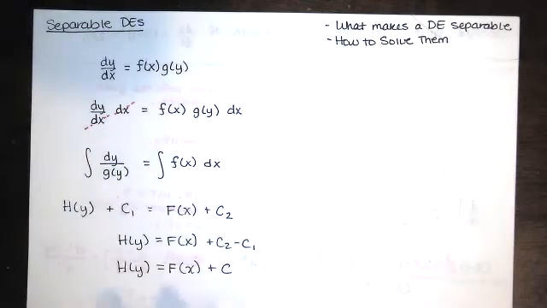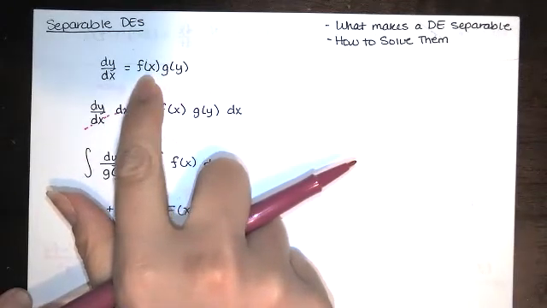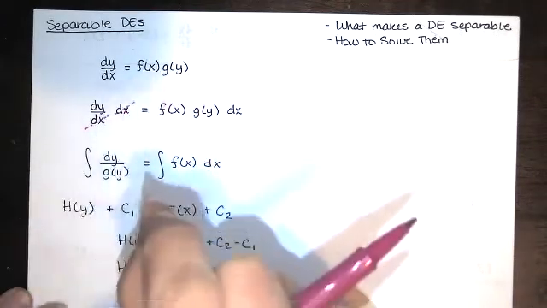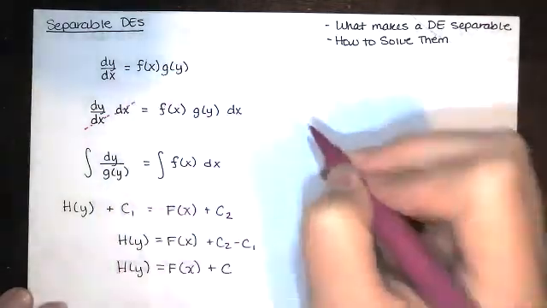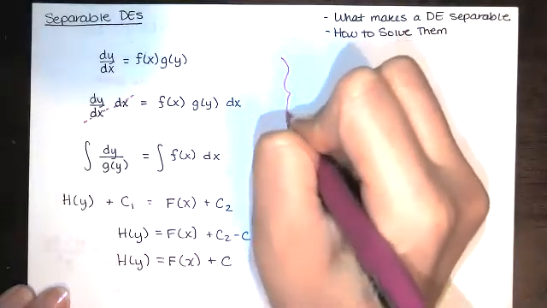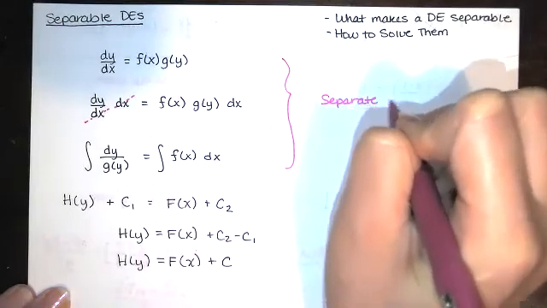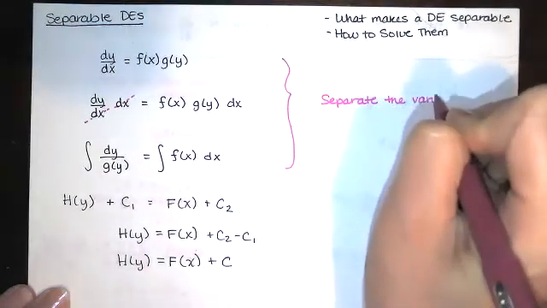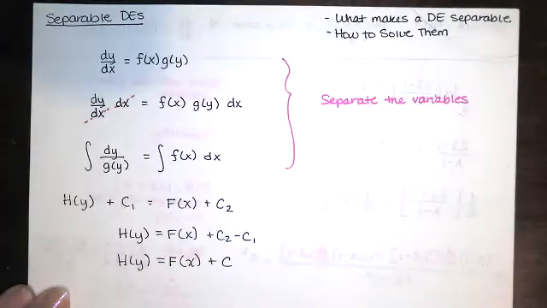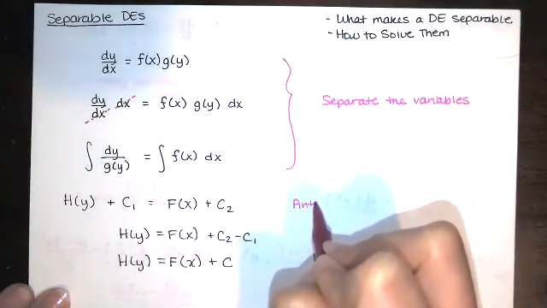So let's just overview the method again. If the differential equation can be written this way, so you've got a product of a function of your independent variable and a function of your dependent variable, the first thing you do is you just do what's called separating the variables. So you get all of your x's on one side and y's on the other if those happen to be your variables. Then you anti-differentiate both sides with respect to the variable that is on that side.